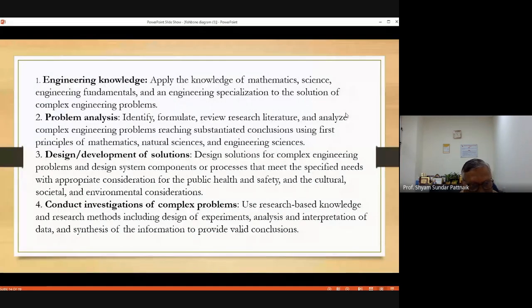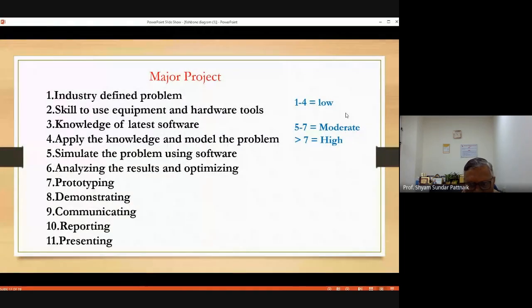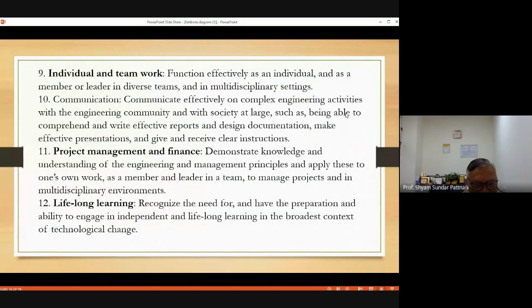So once you have the dissected part of the POs, then I'm going to discuss one of the components that you will understand. You see here also, in POs, there is lifelong learning. How to dissect this? Recognize the need for, that means the candidate should have the attitude of learning. Then must have the ability to independently learn. And also should be in a position to broadly take into account the technological changes which are happening, because it is engineering related, therefore it is technological. In general, if you see, the changes.